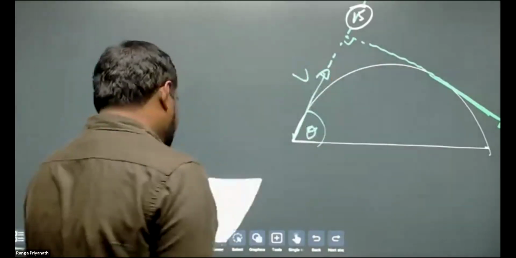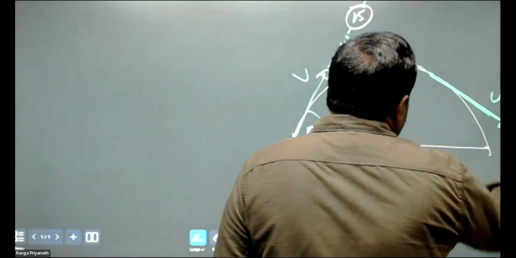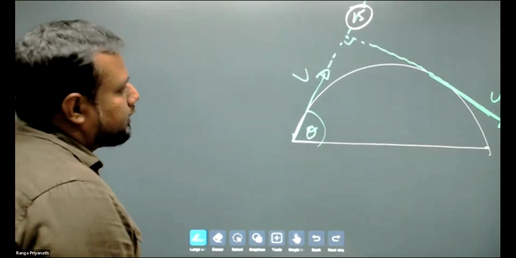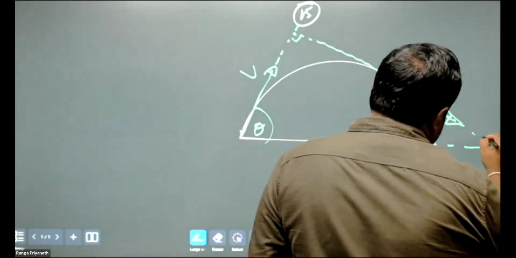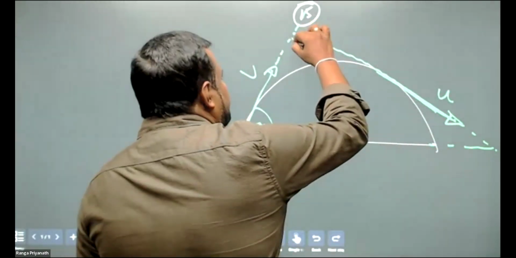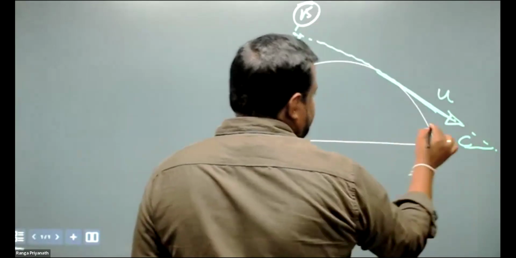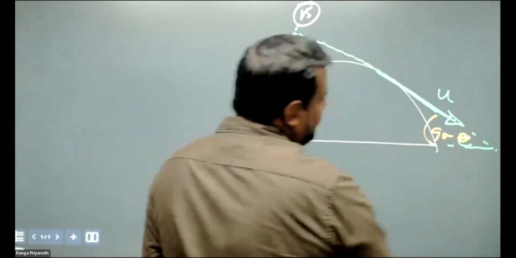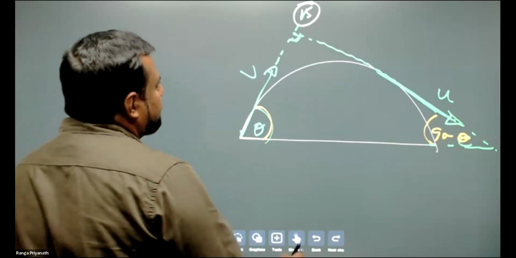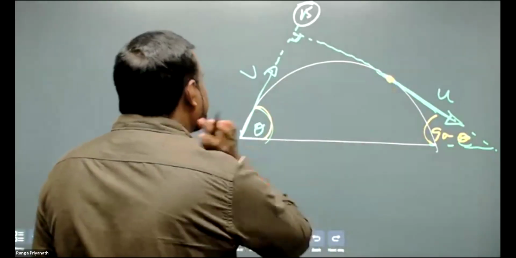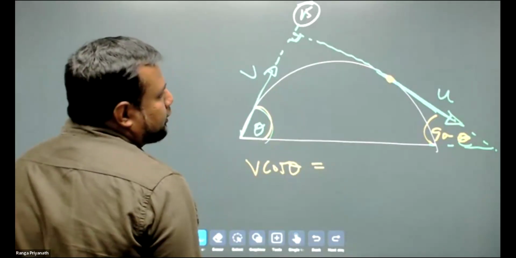Initial velocity is v. Its velocity at that moment, they want you to find that value. Let me take that as u. If I further extend this, this is a right angle triangle. If that is theta, this is 90 minus theta. It's a projectile. V cos theta is the horizontal component.